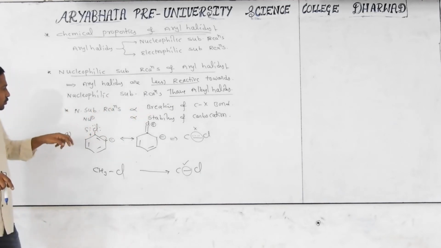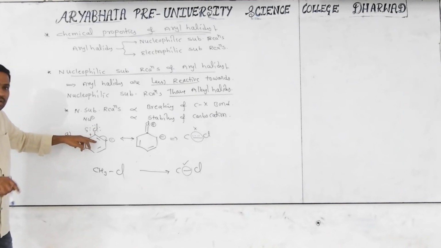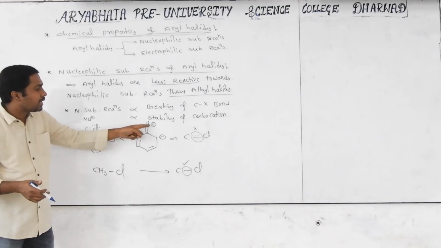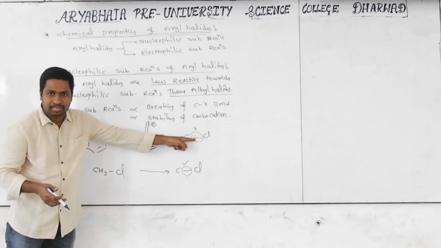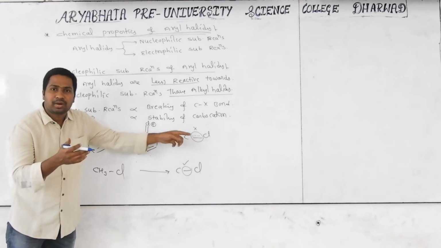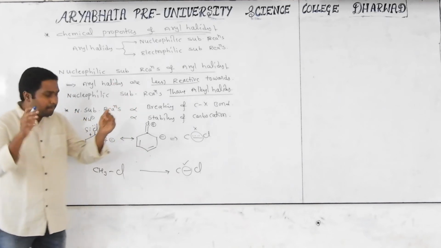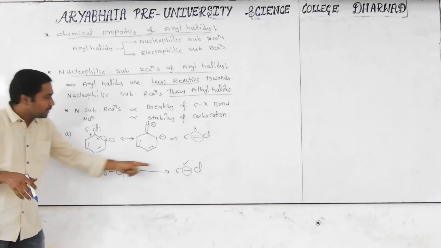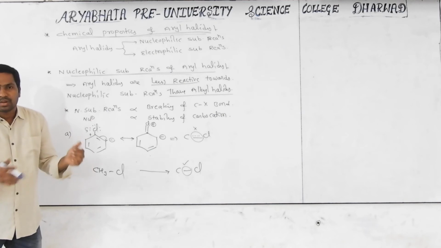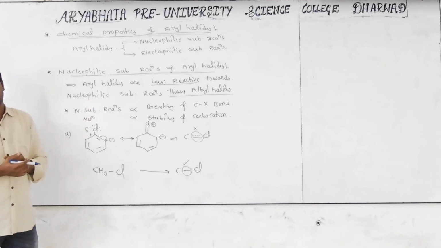But how to explain it? In haloarenes, by involvement of the halogen lone pair with the benzene ring, we get many resonance structures. In these resonance structures, we get a partial double bond between carbon and halogen. Breaking that carbon-halogen bond requires more energy. That's why the breaking is not that easy, and the whole further reaction will be slow. But in alkyl halides, between carbon and halogen we get only a single bond. Breaking a single bond is very easy. That's why they easily participate in the nucleophilic reaction. That's why aryl halides are less reactive than alkyl halides.